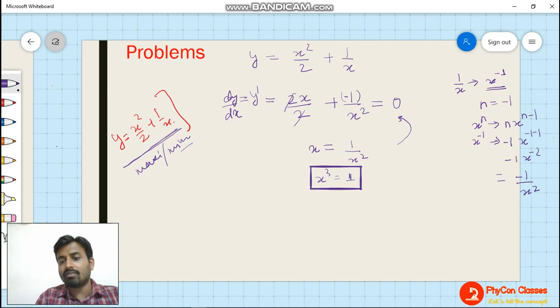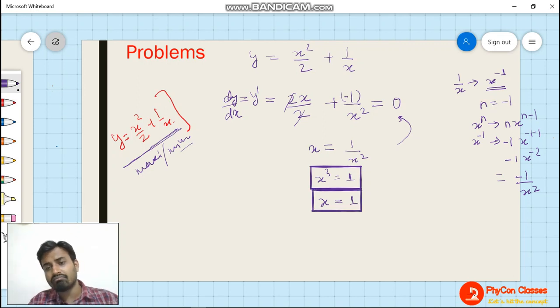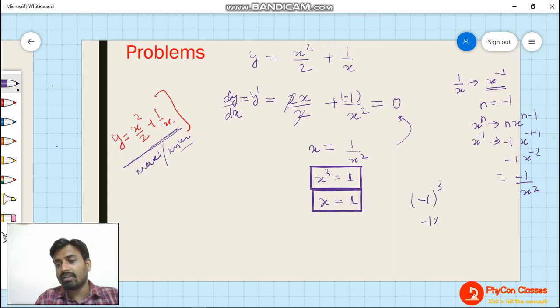When x cube is equal to 1, what will be the value of x? The value of x is going to be plus 1. Is it possible that the value of x will be minus 1? Is it possible that we can take x to be minus 1? No. Why? Because if we take the cube of minus 1, it is minus 1 multiplied by minus 1 multiplied by minus 1. So minus 1 times minus 1 is 1. Then multiplied with minus 1, the answer is going to be minus 1. So minus 1 to the power cube gives you minus 1. So x cannot be minus 1 in this equation. Understand? Why?